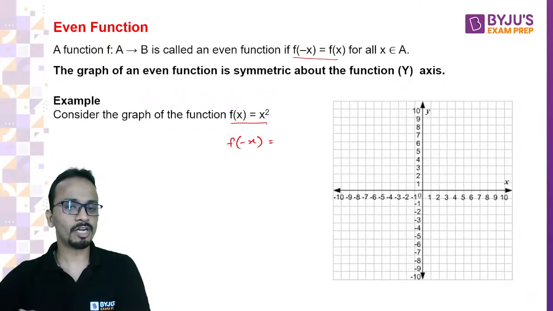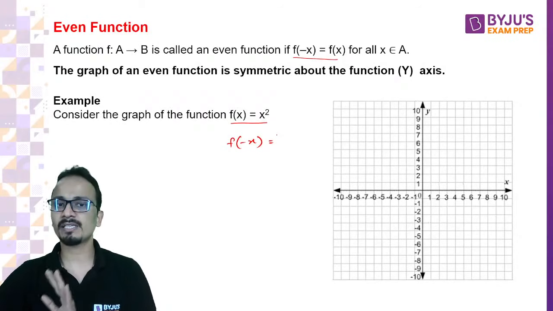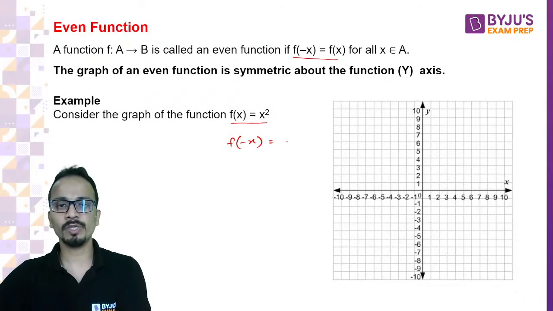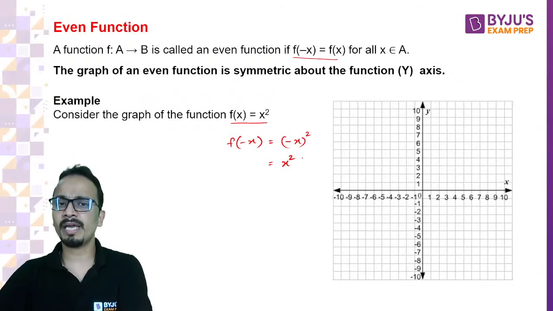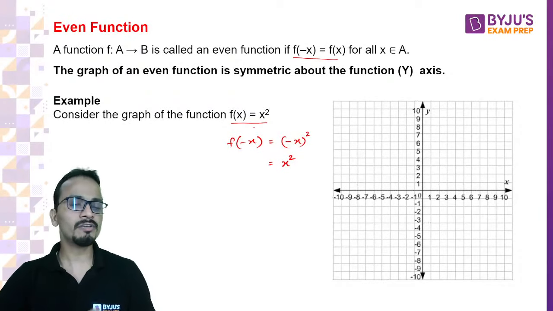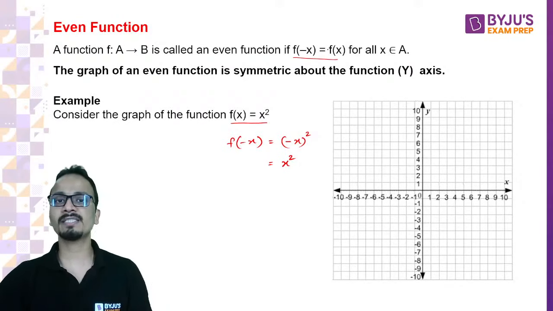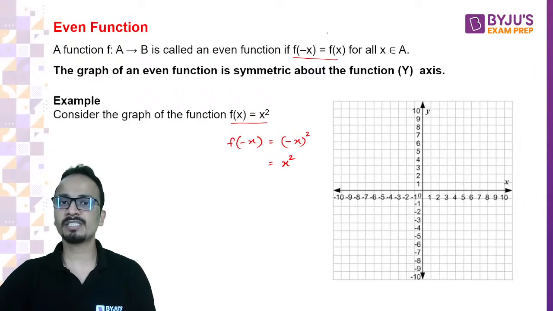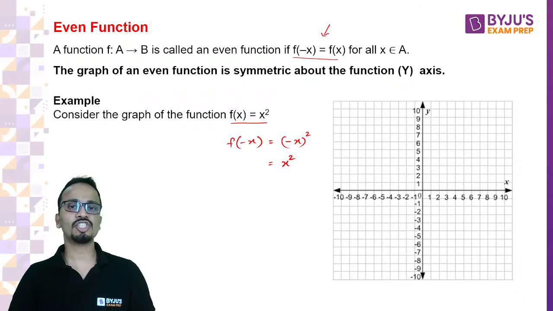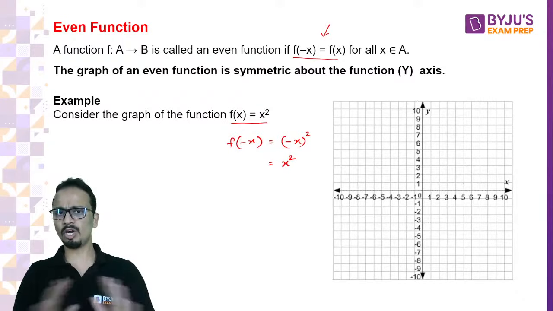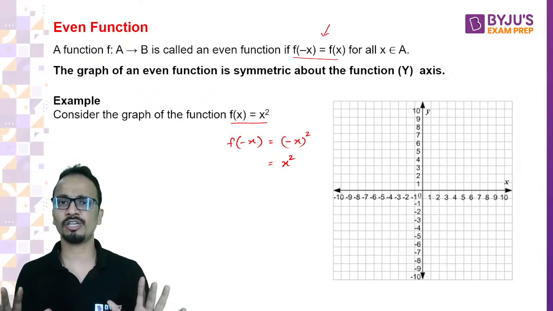So the function was f of x equals x square. So f of minus x will be equal to the square of minus x. If I calculate the square of minus x and simplify this, it will become x square. So now you can observe in this case that f of x was x square and f of minus x is also x square, and they both are equal. So f of minus x is again equal to f of x. So we can say that this type of function will be an even function. Fine about the definition of this function.